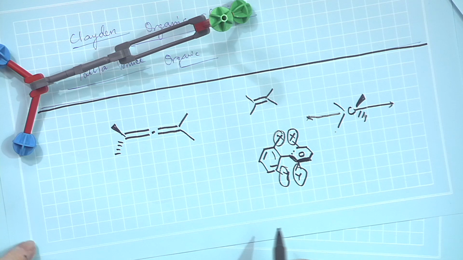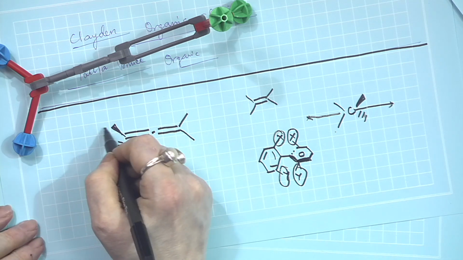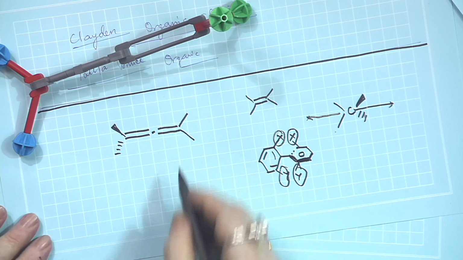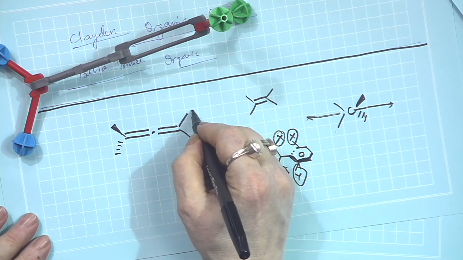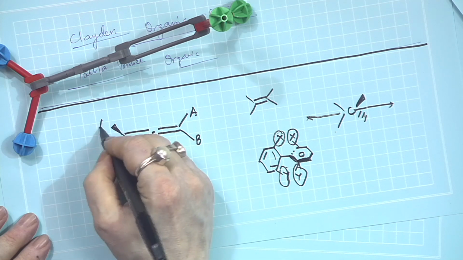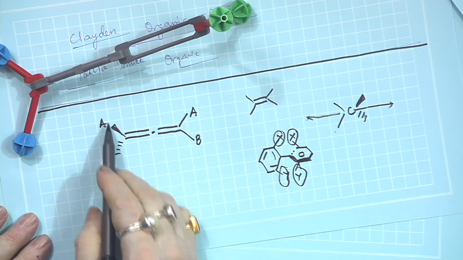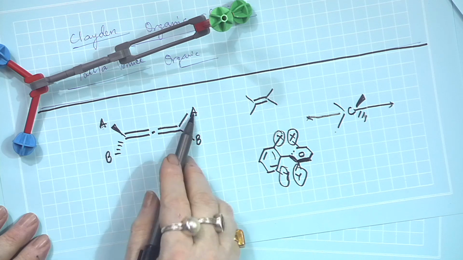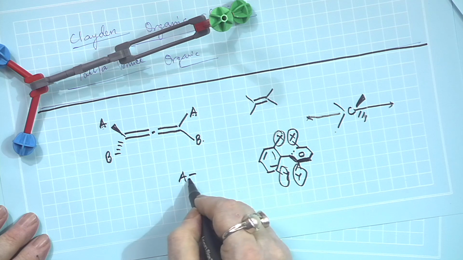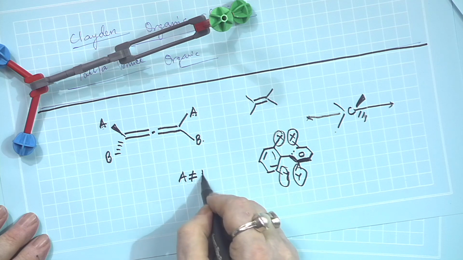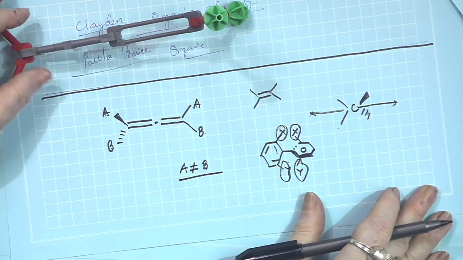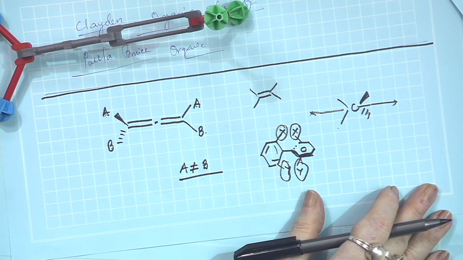Okay. Now, the question of assignment of RS configuration. First of all, alkenes become optically active if these groups are different, say AB, AB. It does not have to be that this is similar to this, or this is similar to this, but the important point for it becoming optically active is A not equal to B. So, if that is the case, how do you assign the configuration?